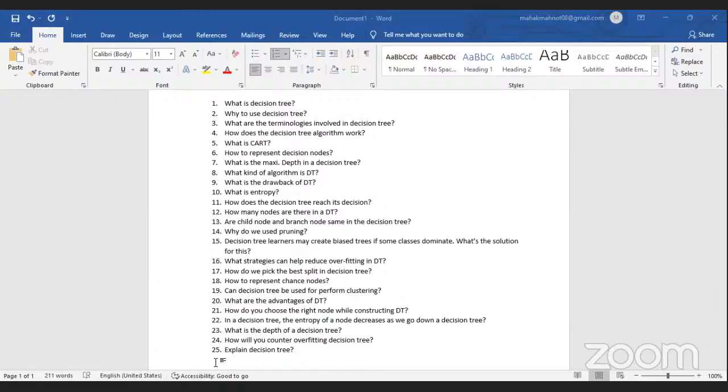What does that mean? Each internal node represents a test, each leaf node represents a class label, and branches represent conjunctions of features. These are the three terms: leaf node, class, and branches. And what is the main thing in a decision tree? To choose the correct root node. That is the main thing while doing the decision tree algorithm.